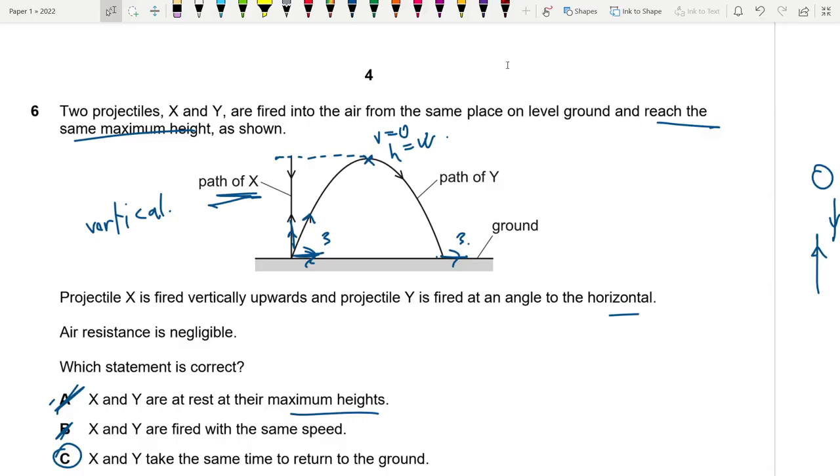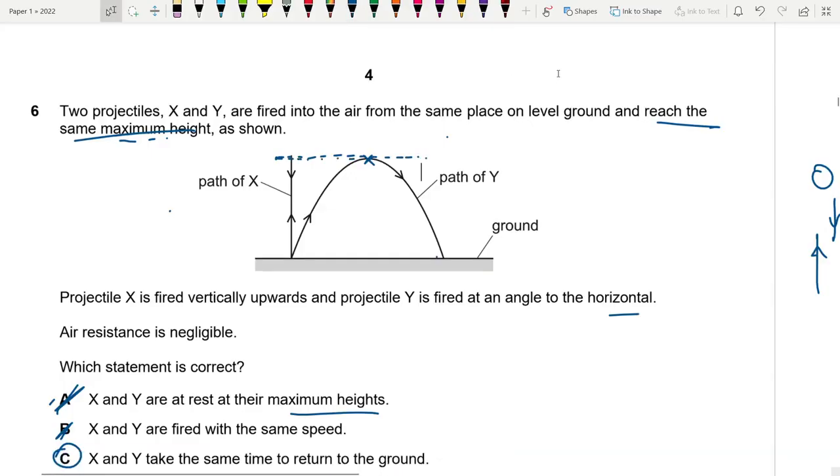So let's think about these particles. X is only moving vertically, whereas Y also has a horizontal component. Air resistance is negligible. Projectile X is fired vertically upwards and projectile Y is fired at an angle to the horizontal. If you check it properly, you're going to see that they reach the same maximum height.